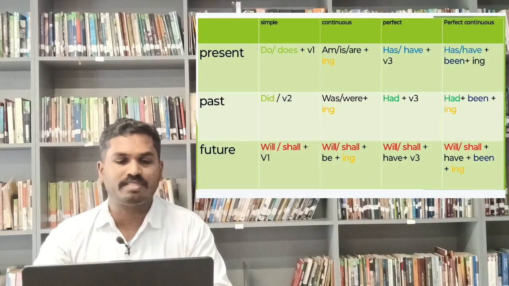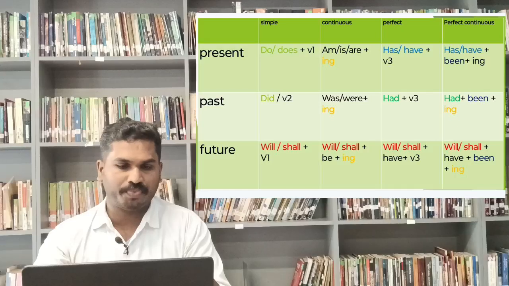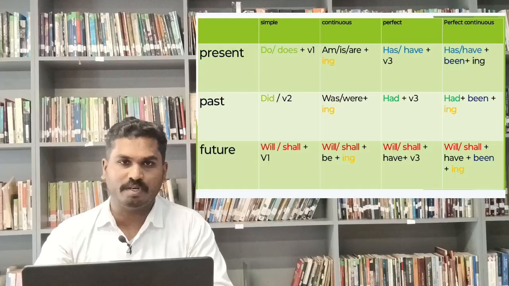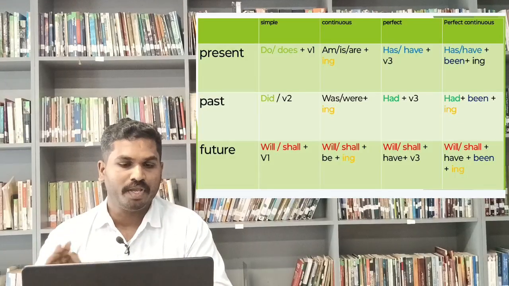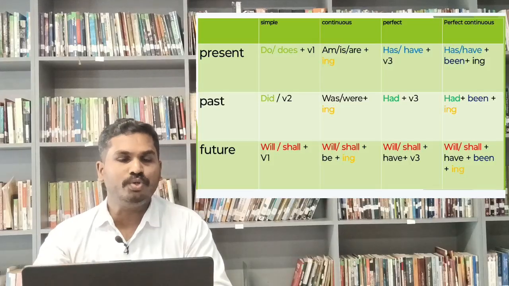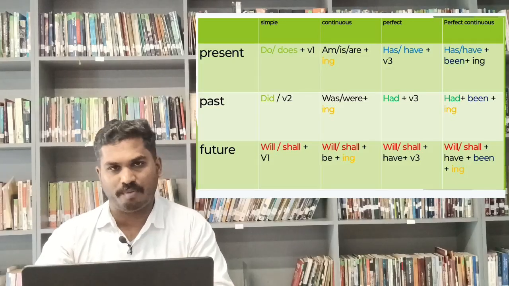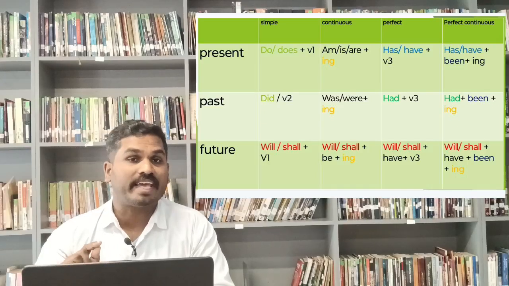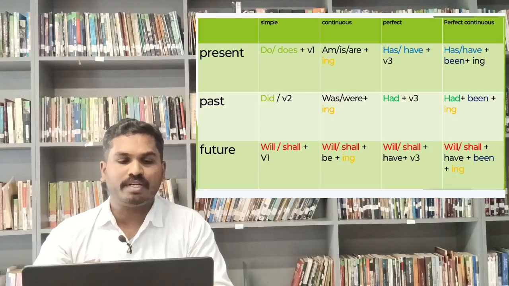With the help of these structures, with the help of these auxiliary verbs, we can connect the subject, verbs and the other parts of the sentence correctly. The do or does is joined with verb one, the first form of the verb. We know that a verb has a first form, second form, and third form: v1, v2, v3. So do or does is joined with the verb first form. In the past, did can be joined with the second form of the verb, v2.